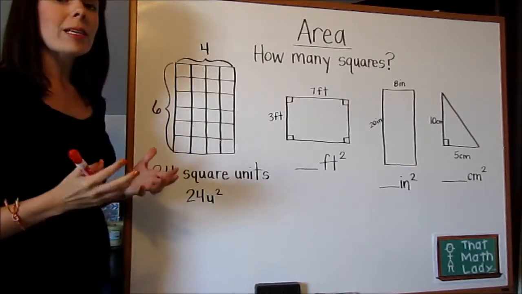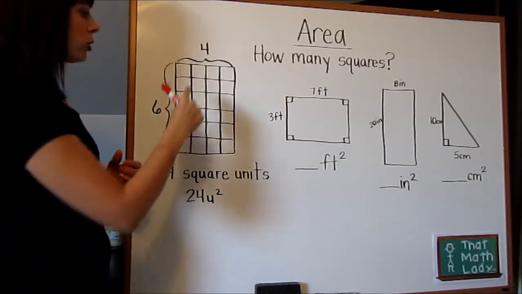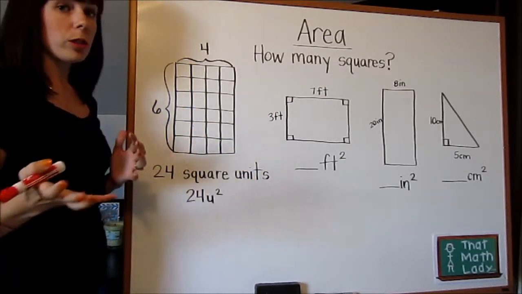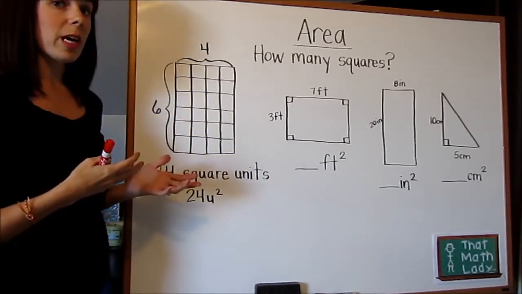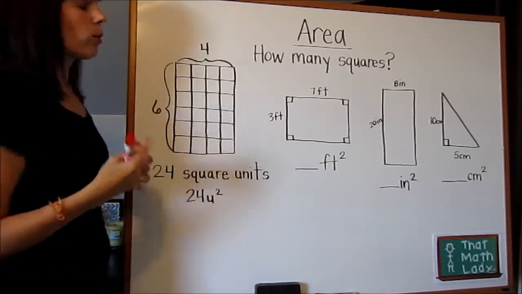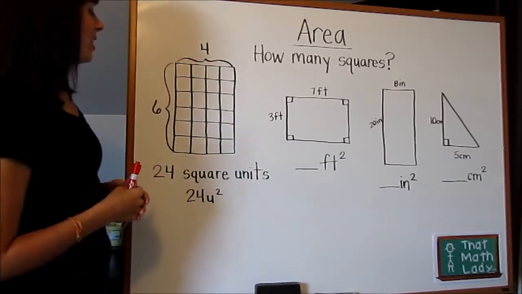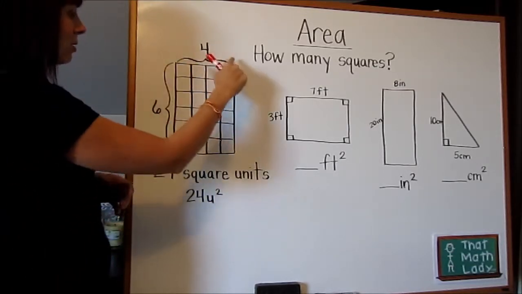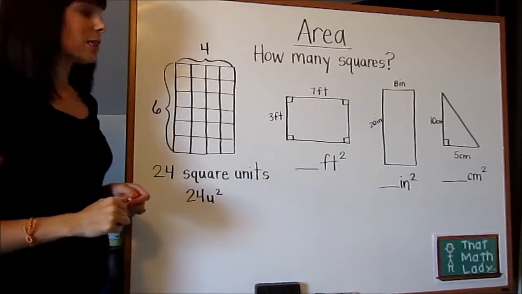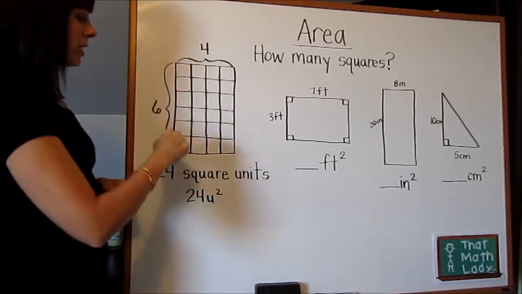So to figure out how many squares can fit inside, you can draw an array, as I've done here. Now you can count all the squares that would fit inside of it, or you can just multiply the length times the width, and that will tell you how many squares fit inside. So if I multiply 6 times 4, that gives me 24 square units, and that's the area of this rectangle right here.